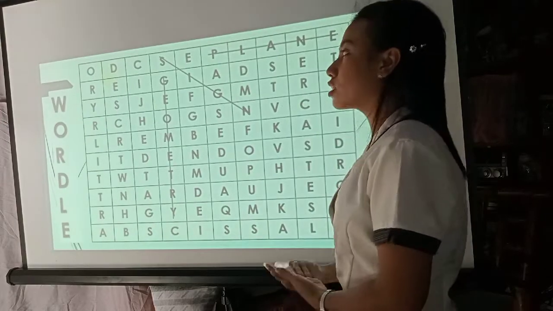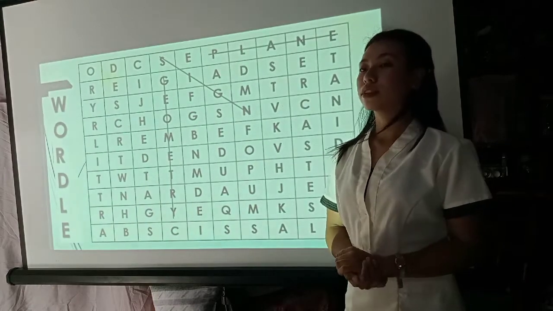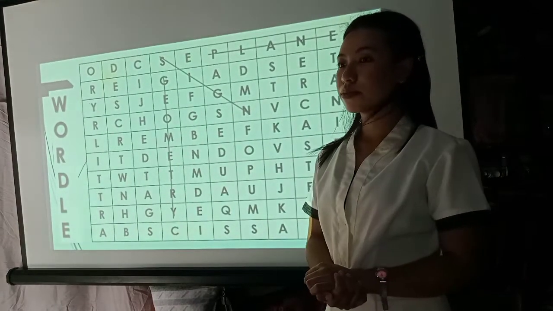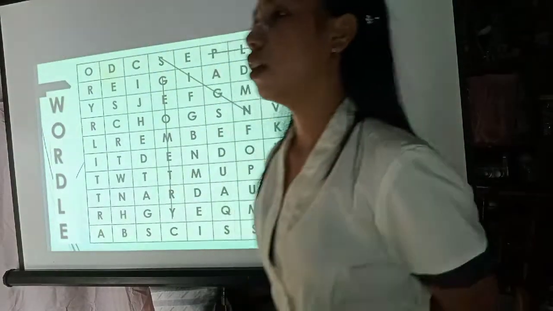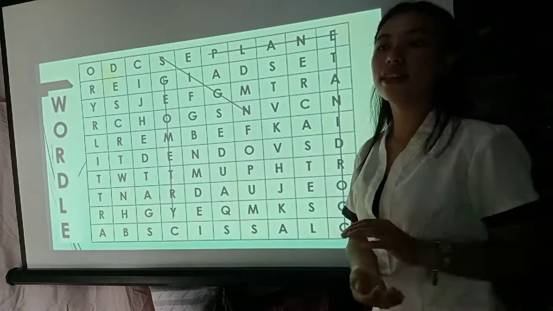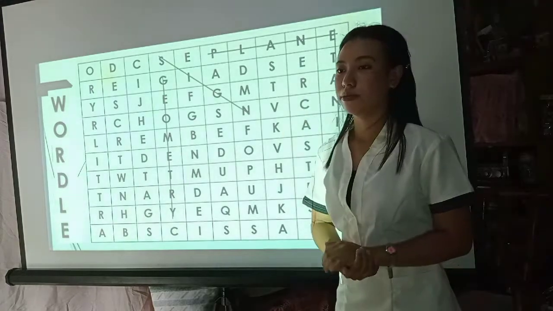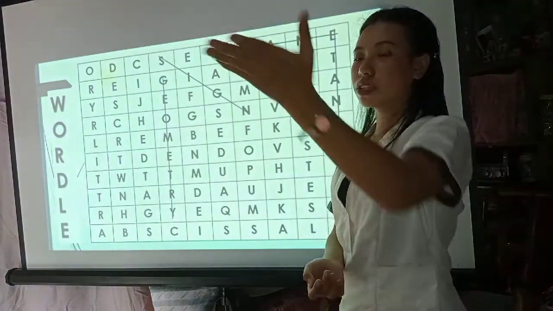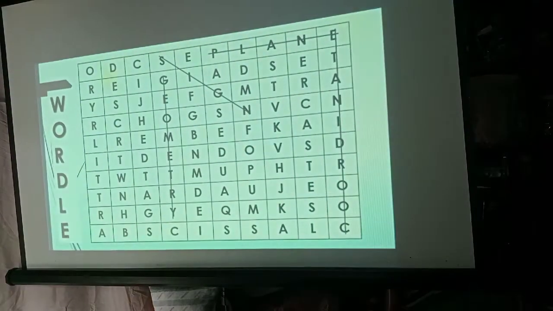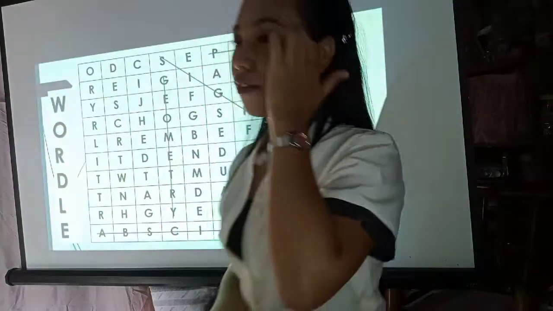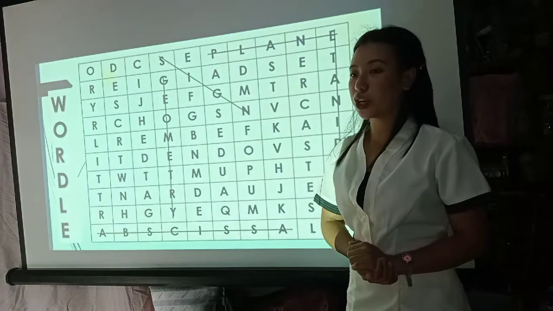Next, what is the fourth word? Mr. Tanyalas? Coordinate. Okay, is there a coordinate? Okay, very good, Mr. Tanyalas. Next, what is the last word in this word puzzle? Miss Roslyn. Abscissa. Okay, is there an abscissa here? Okay, very good, everyone. I also have a few questions here that will be flashed on the screen.